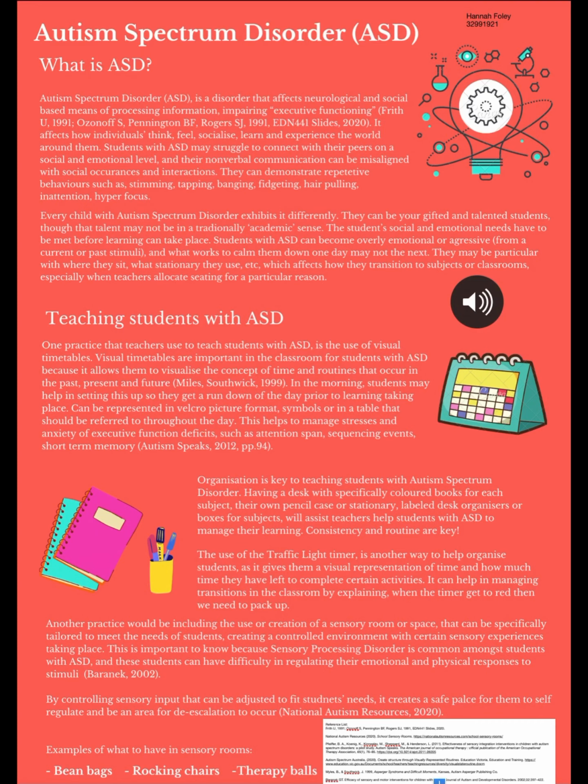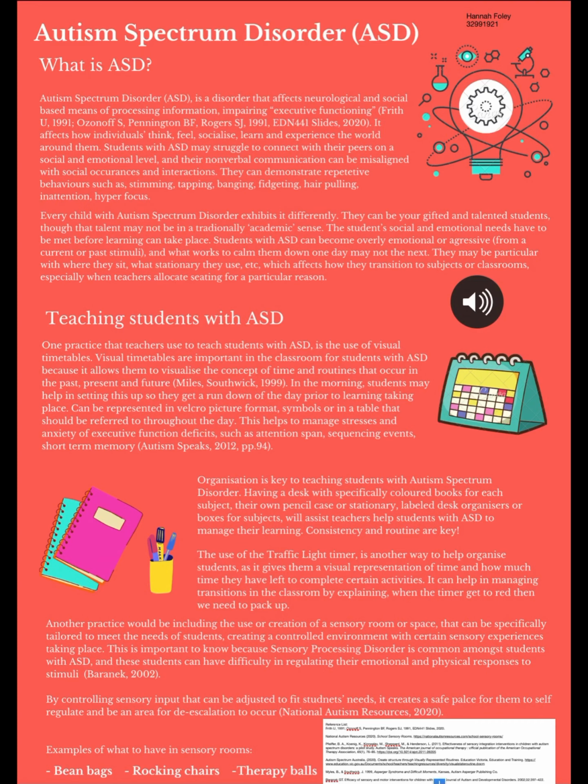What is autism spectrum disorder? It's a disorder that affects neurological and social-based means of processing information, impairing executive functioning. It affects how individuals think, feel, socialize, learn, and experience the world around them. Students with ASD may struggle to connect with their peers on a social and emotional level, and their nonverbal communication can be misaligned with social occurrences and interactions.